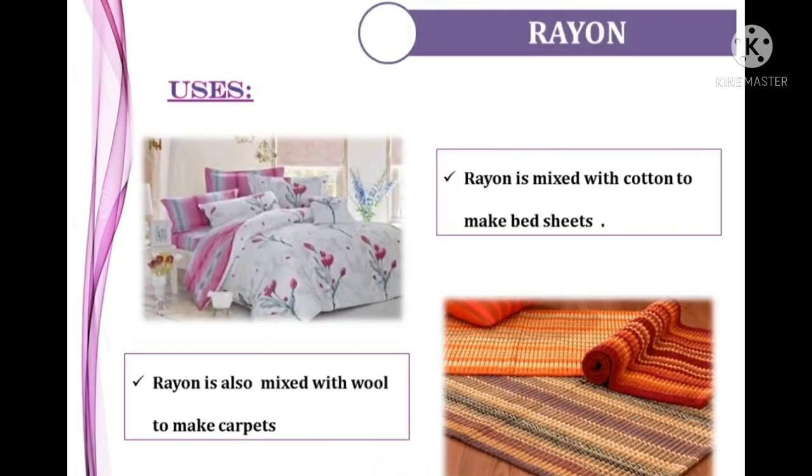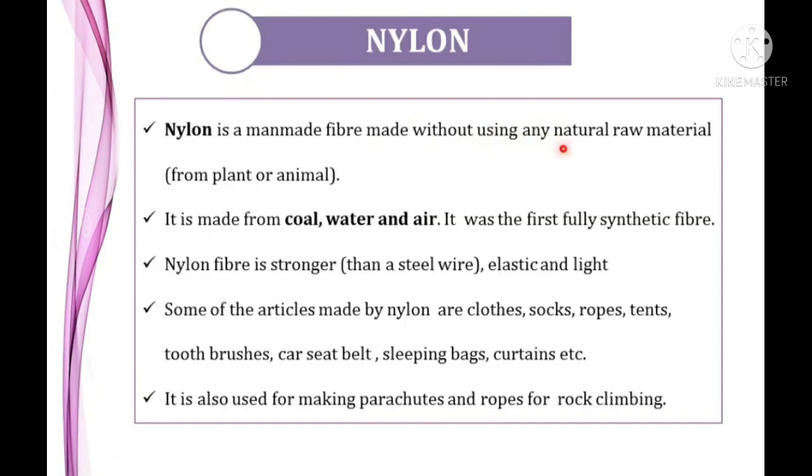Uses of rayon. Rayon is mixed with cotton to make bed sheets. Rayon is also mixed with wool to make carpets. Next one is nylon. Nylon is another man-made fiber. It was the first fully synthetic fiber. It was made without using any natural raw material. It was prepared from coal, water and air.